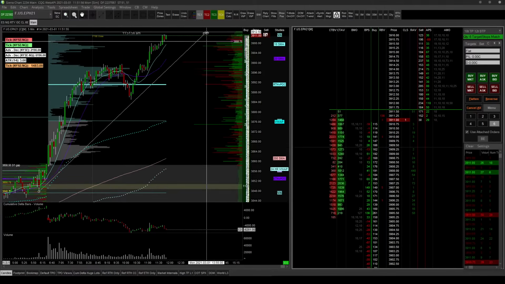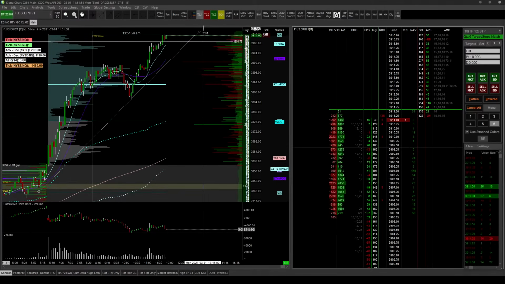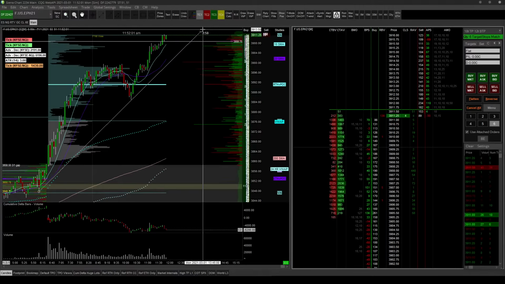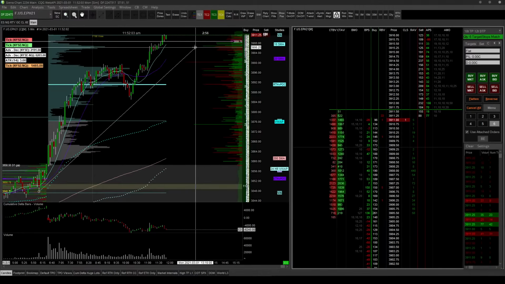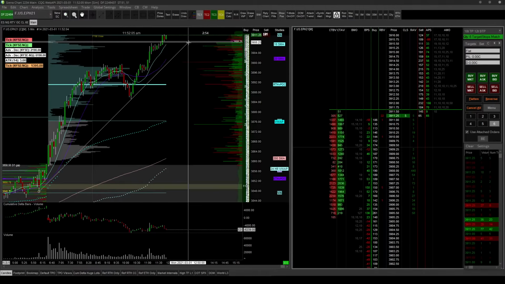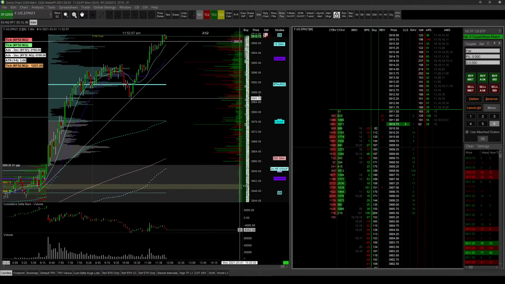So I may abruptly get off if Sierra Chart fixes something on my account or whatever. I've got questions into AMP. I want to make sure they don't mess up my billing.